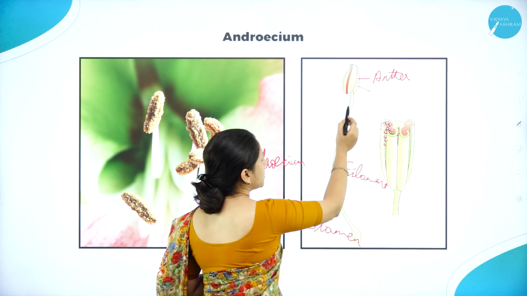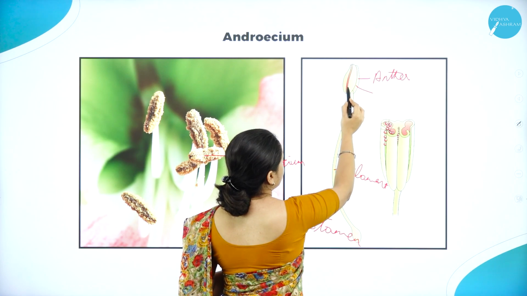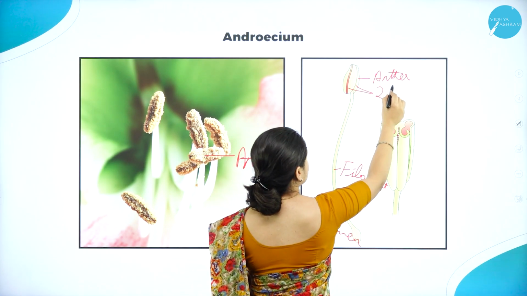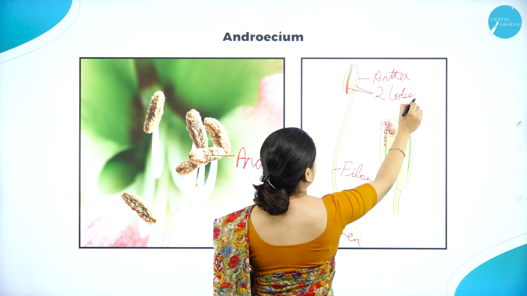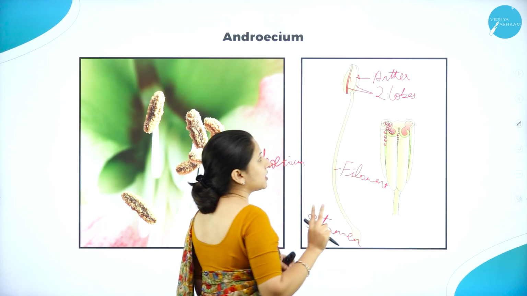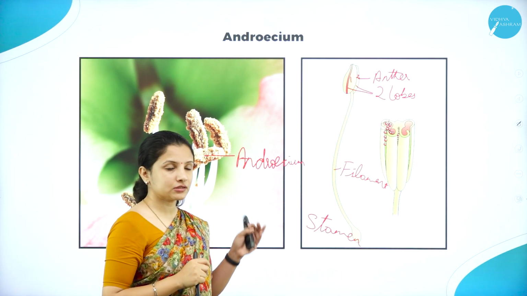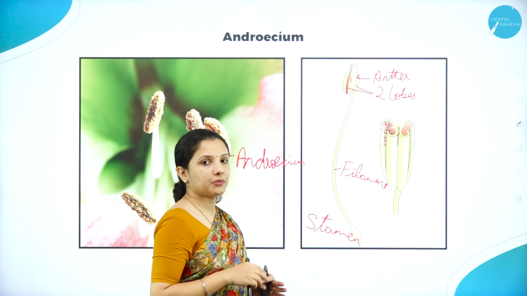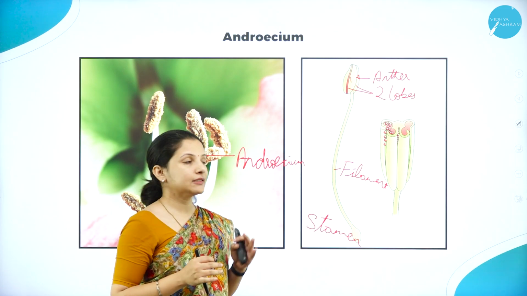The anther is usually bilobed. Bilobed means it is made up of two lobes. Can you see here, two lobes are present, lobe 1 and this is the second lobe. Therefore the anther is bilobed, and the anther and the filament together are called the stamen.